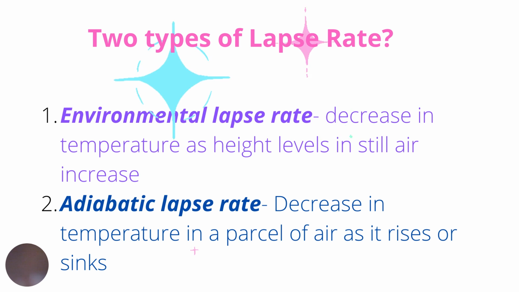Now, there are two general types of lapse rate. We have environmental lapse rate and adiabatic lapse rate. Environmental lapse rate is a decrease in temperature as height increases in still air, or the surrounding air, the environmental air.